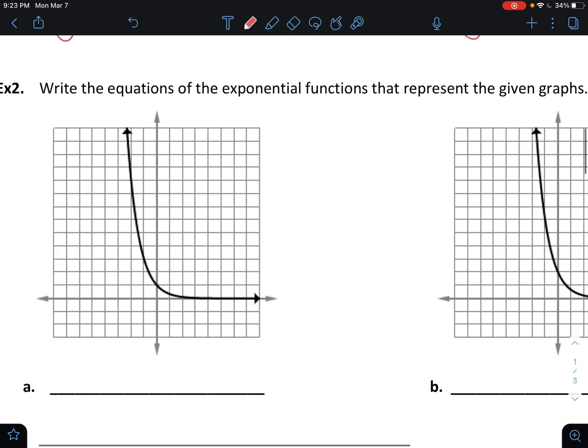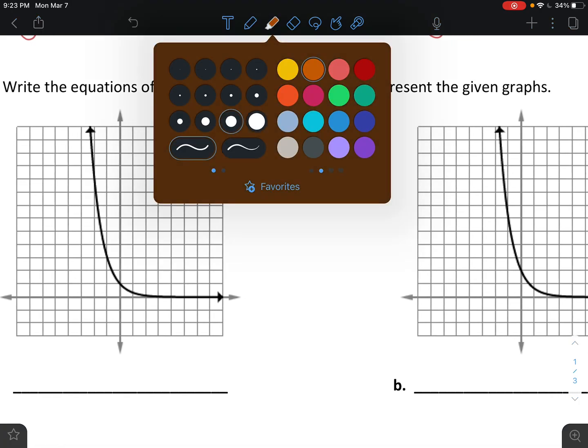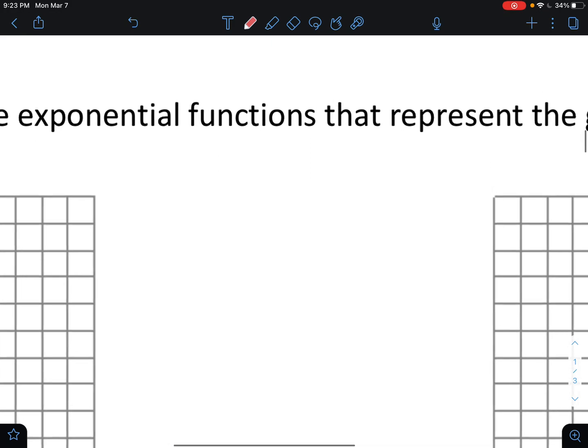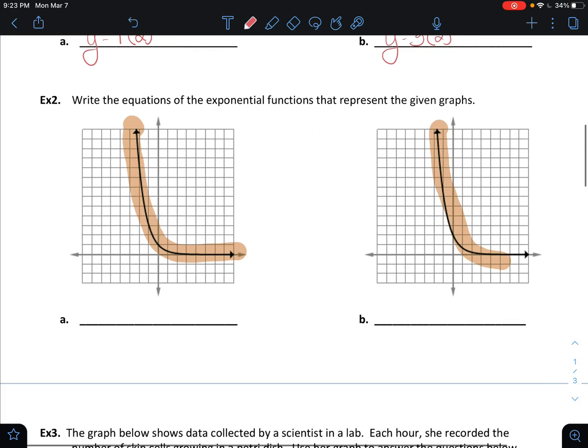Write the equations of the exponential functions that represent the given graphs. Notice that these ones are all decaying. See how these ones are decaying? Since they are decaying, we're all going to write this up here so we all remember. That means your base is a fraction. Okay, since we are decaying, that means our base is a fraction.